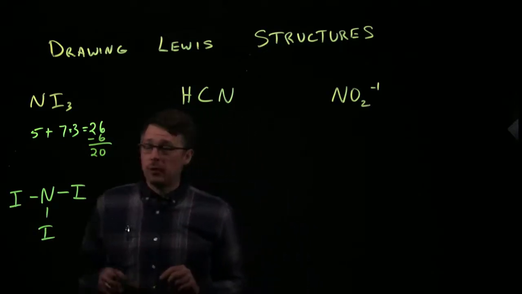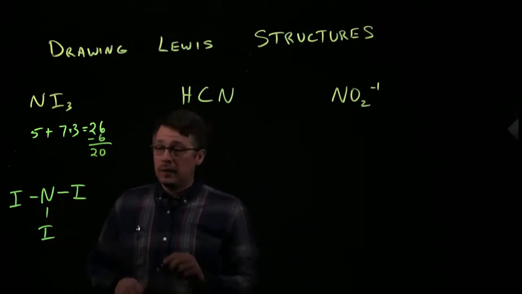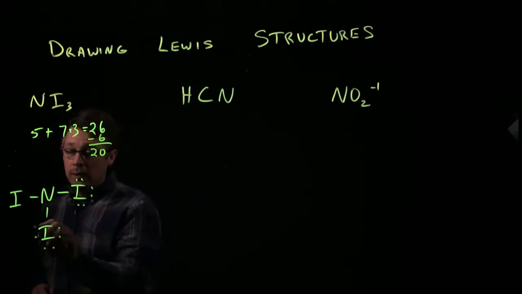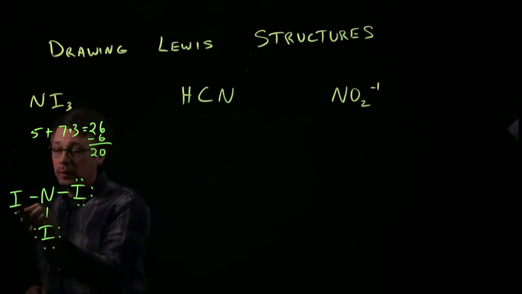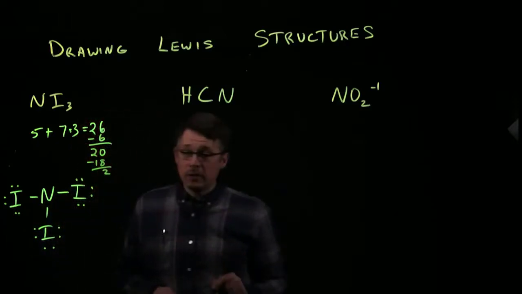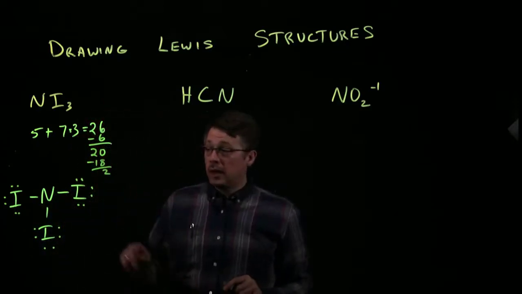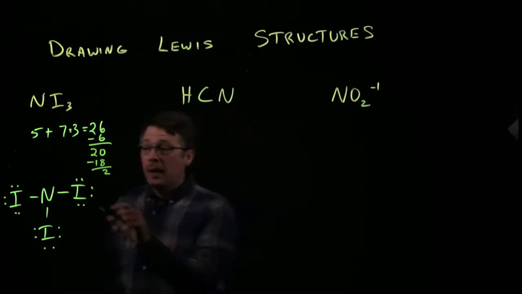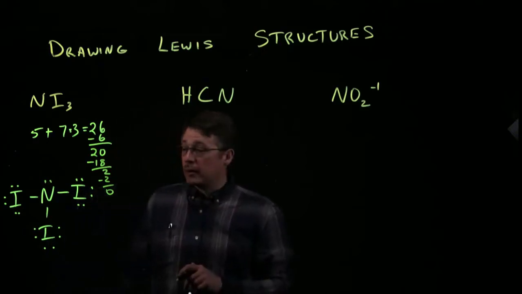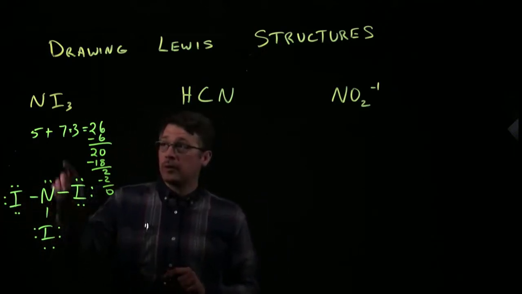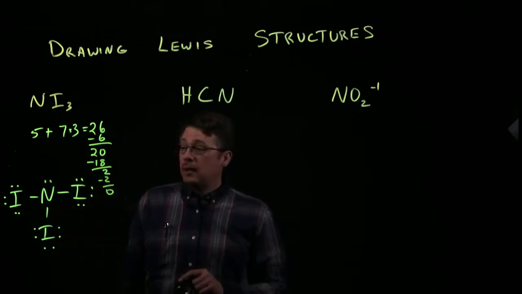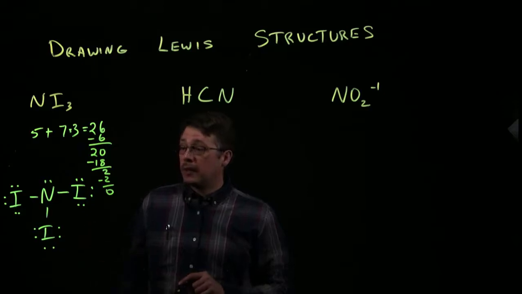The next rule when you're drawing Lewis structures is to fill in the octets of the terminal atoms. So 1, 2, 3, 4, 5, 6. 6 and 6 is 12, 18. So I've used up 18 electrons. I still have 2 left, and that's a good thing because my central atom doesn't have an octet. Leftover electrons go on the central atom, and I have to use them all, and I'm out of electrons. And this is the correct Lewis structure for nitrogen triiodide. Every atom has an octet, and so that's complete.